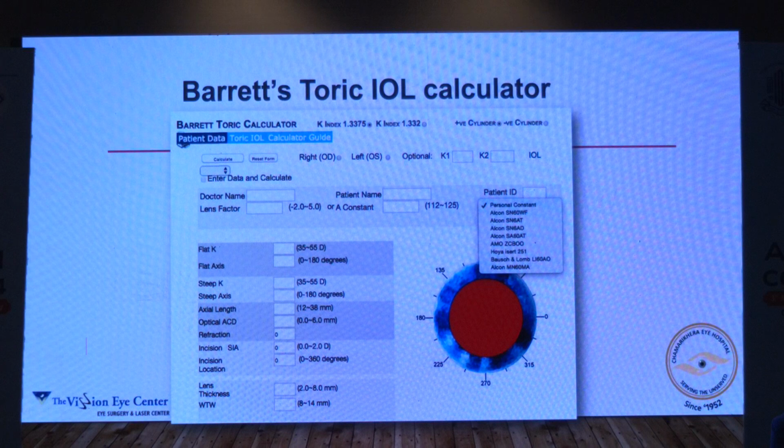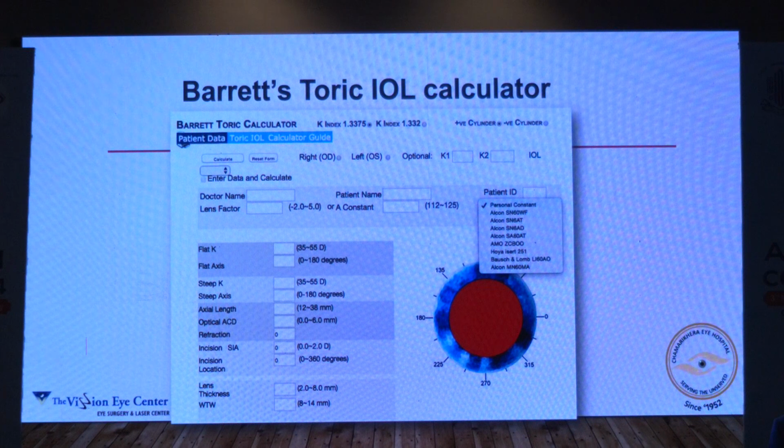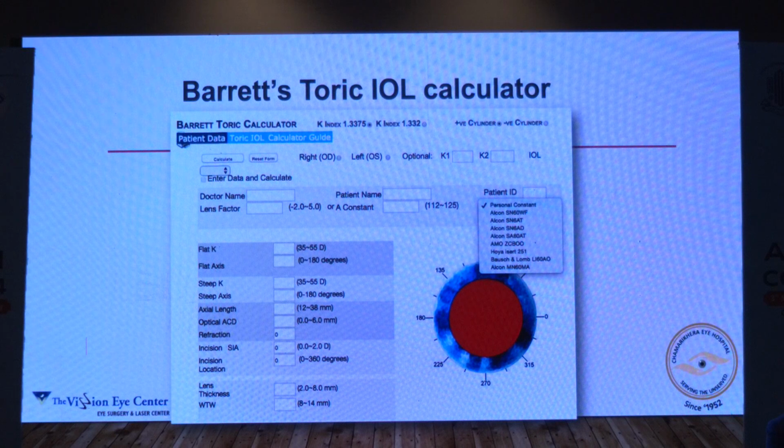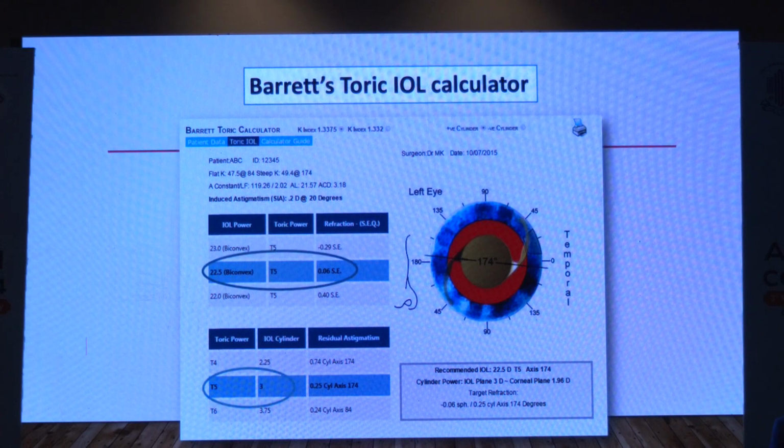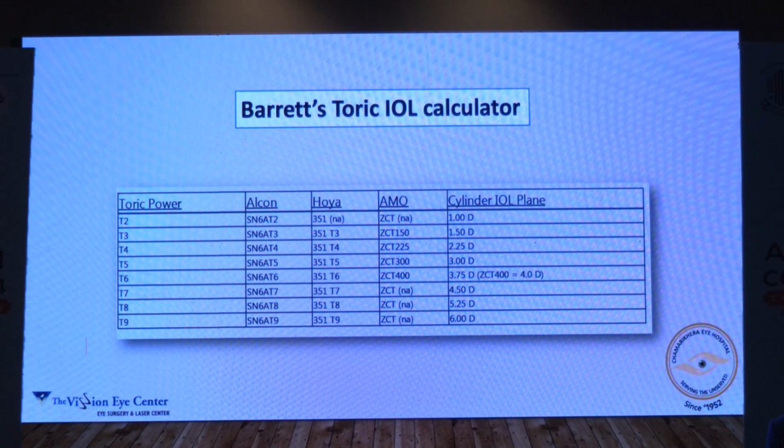So this is the universal Barrett calculator that you can use for any lens, any brand that you're putting, because the algorithm of the Barrett calculator has the most amount of data. You have the patient ID, you can choose any of these lenses, and this is how the printout of what you're going to be implanting in the eye comes out. In this particular case, it's the left eye, and the calculator is telling you to implant it at 174 degrees.